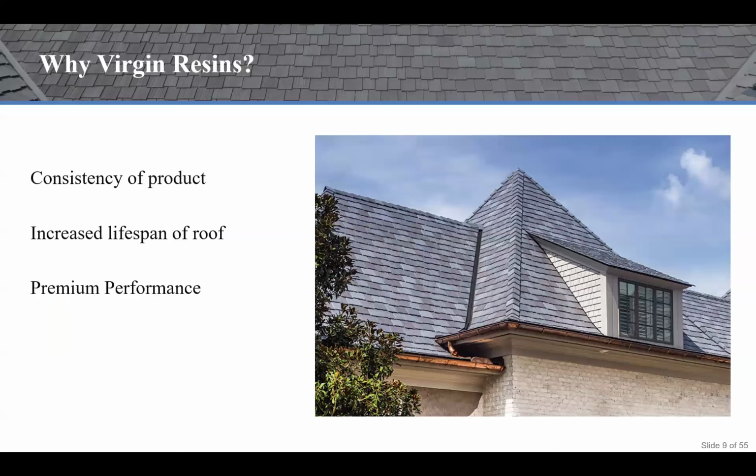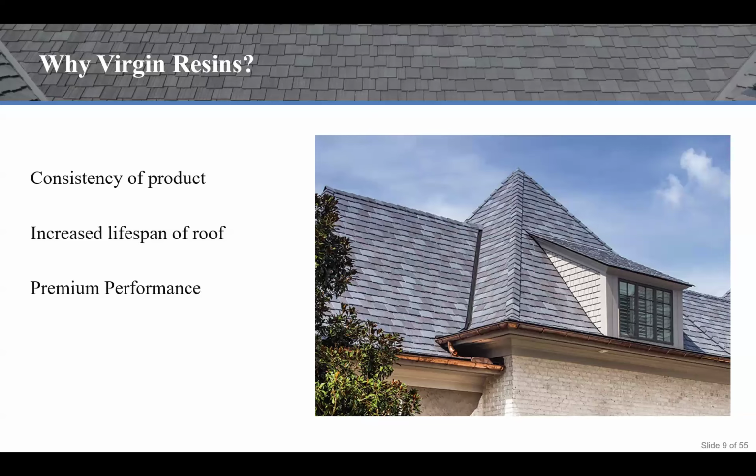So why virgin resins? Virgin resins are the purest form of resin, with no prior life use. These virgin resins are the strongest and most durable type of composite roofing. Using virgin resins gives the roof the best possible chance for a long lifespan. This can be a positive impact for the environment because you only have to get a new roof every 50 years versus 5, 10, 15, 20.